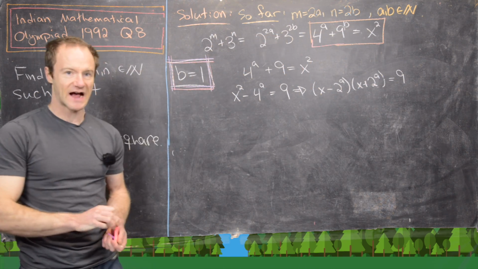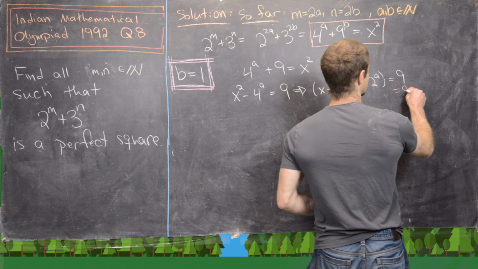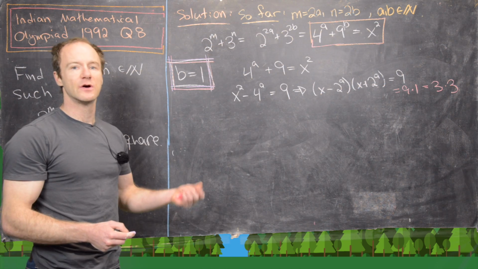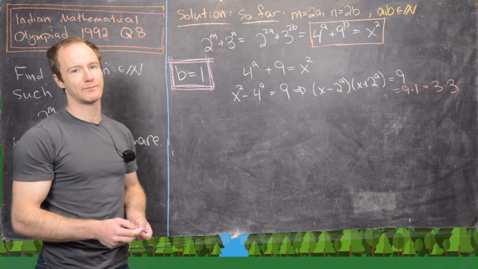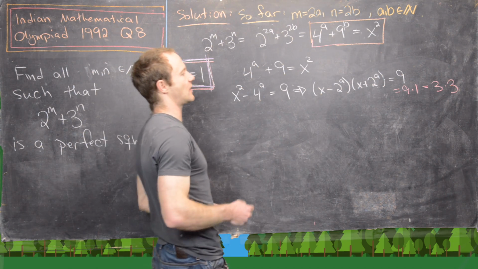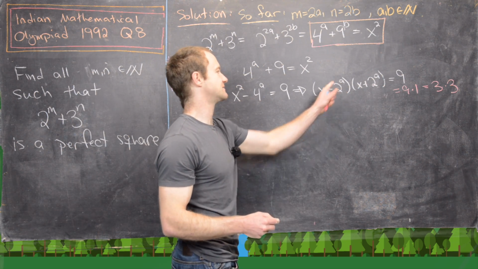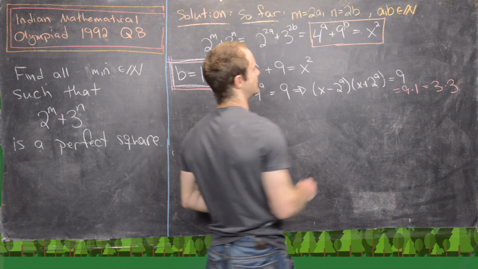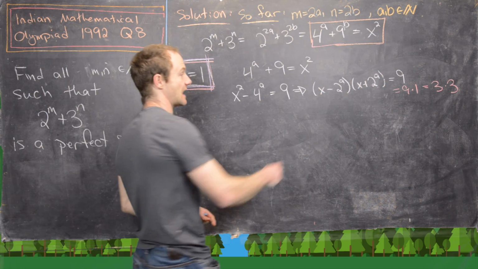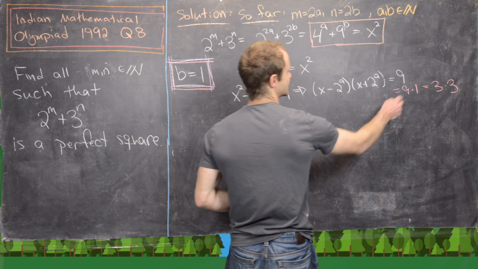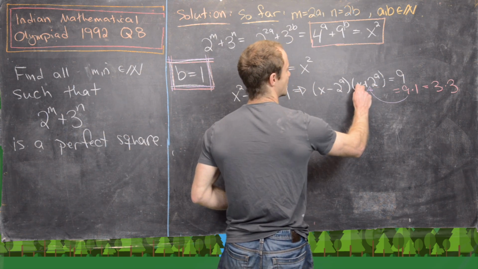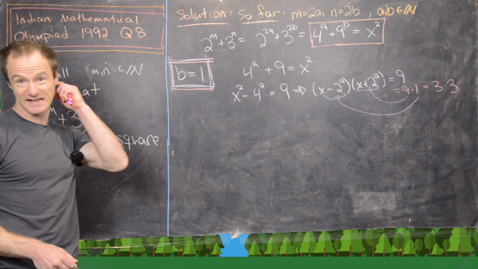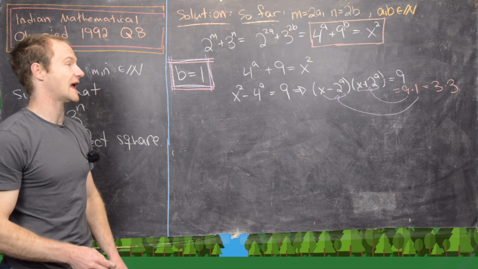And now 9 factors two different ways. It factors as 9 times 1, or it factors as 3 times 3. But notice that only one of these factorizations is applicable here, and that is because everything involved is a natural number. You can check that x minus 2 to the a is a natural number, that x is bigger than 2 to the a, and x plus 2 to the a is also a natural number. And this guy is strictly less than this guy. So what that tells us is that this one is equal to 9 and this one is equal to 1.